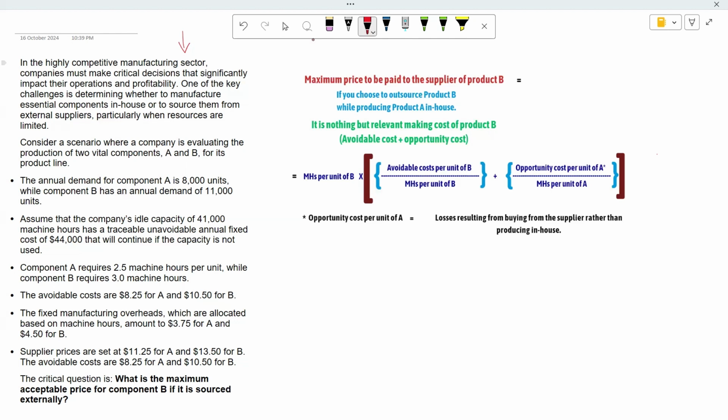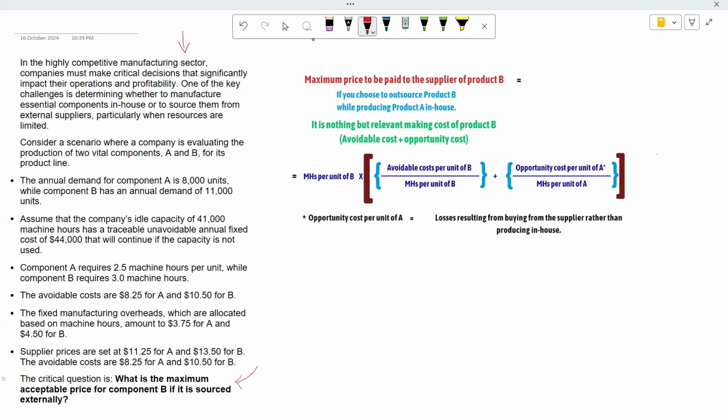In the US CMA examination also, whenever these types of questions are given, it's better to focus on the last part of the question along with the pattern of answer. But here the answer pattern is not given. So normally we understand by focusing on the key question: What is the maximum acceptable price for the component B if it is sourced externally?